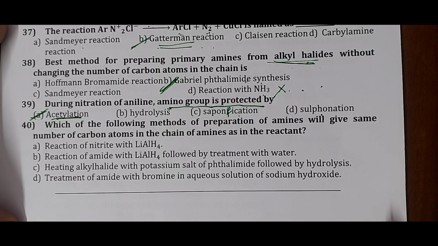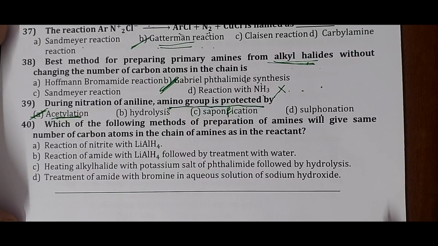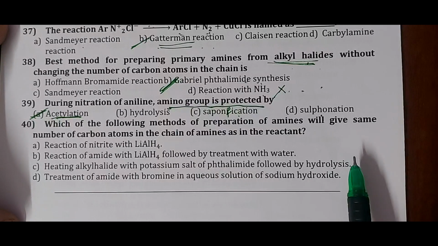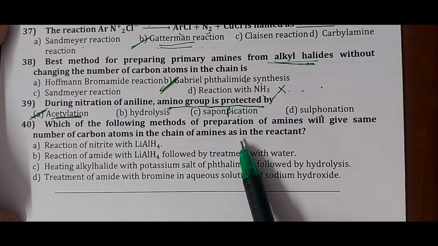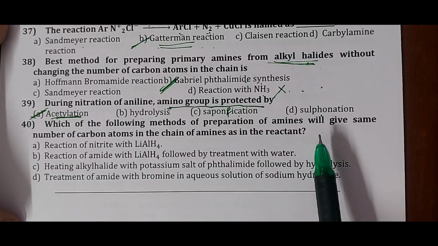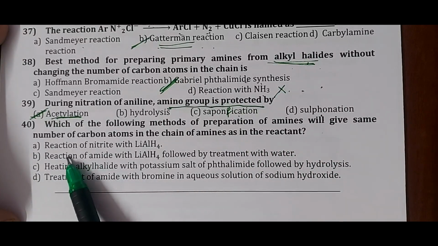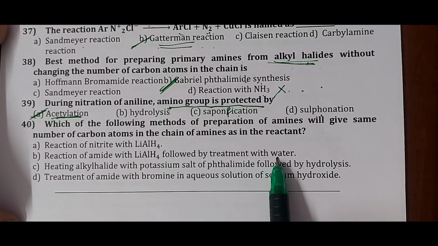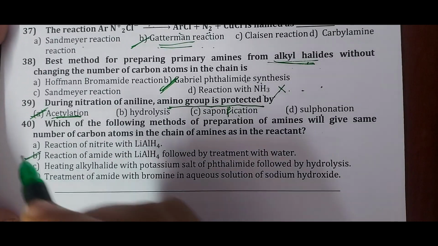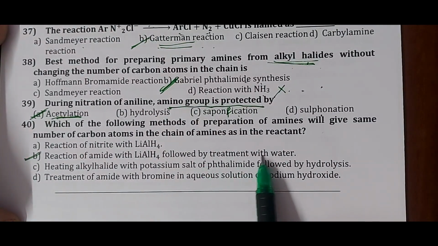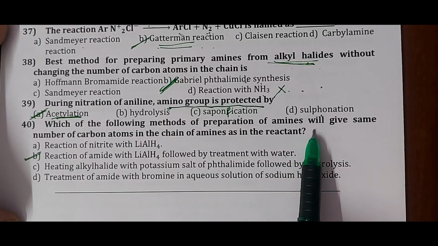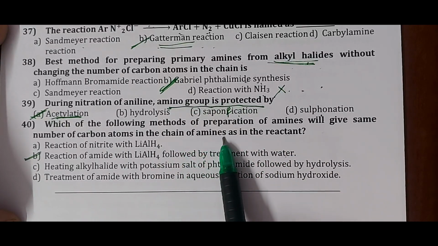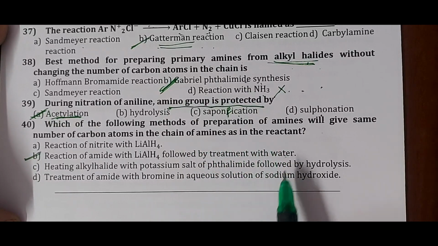Next we'll go with question number 40. Question number 40 is, which of the following methods of preparation of amine will give the same number of carbon atoms in a chain of amine as in the reactant? Here the options given are reaction of nitrile with lithium aluminium hydride, reaction of amide with lithium aluminium hydride followed by treatment with water. So yes, reaction of amide with lithium aluminium hydride followed by treatment with water will give you the amines having the same number of carbon atoms in the chain of amines as in that of the reactant.